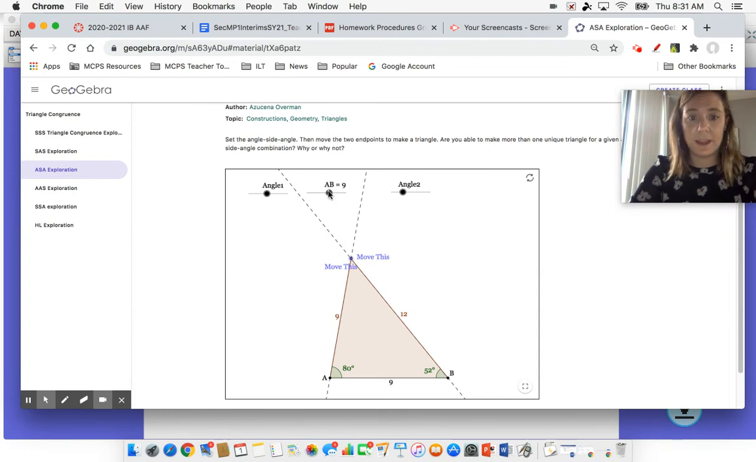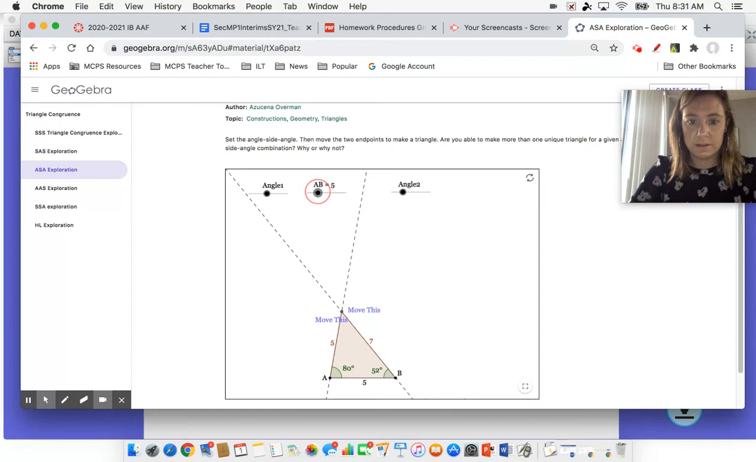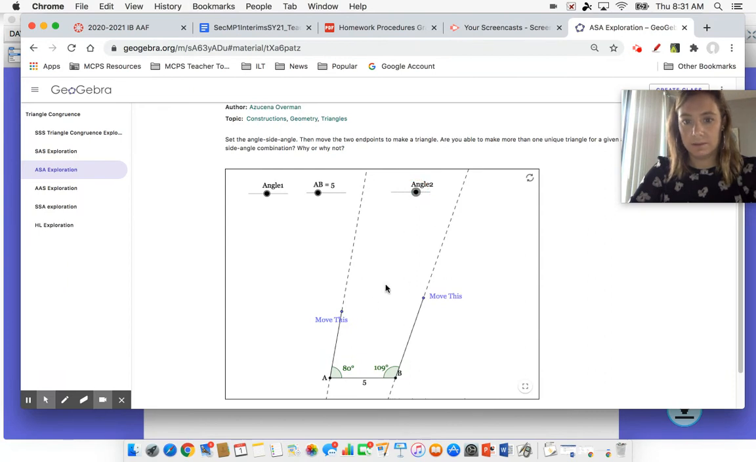Let me move it again. Let me change the side length. There's only one place that they intersect. Let me change this angle. Okay. I don't even know if these are going to intersect. They're going to go out.